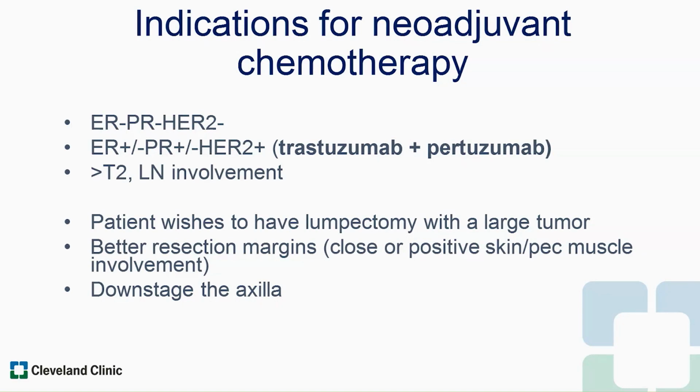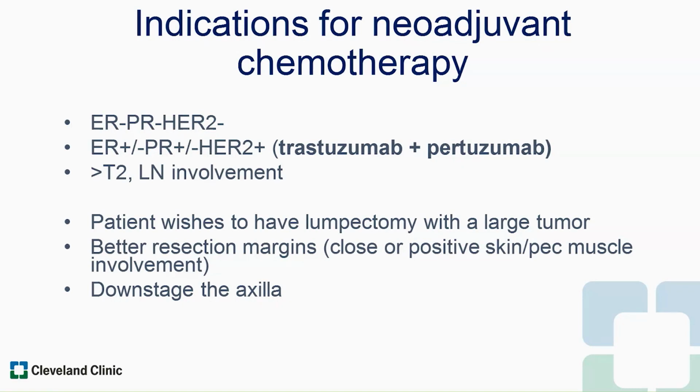So if a patient has a large cancer where they would prefer a lumpectomy, then giving chemotherapy first would possibly give them that option. Maybe you have a large cancer that's close to the skin or close to the nipple, and downsizing that cancer would make them a candidate for a skin sparing or nipple sparing mastectomy. If the cancer is too close to the muscle and you're worried about a positive margin there, that would be helpful. And the other option is to what's called downstage the axilla.